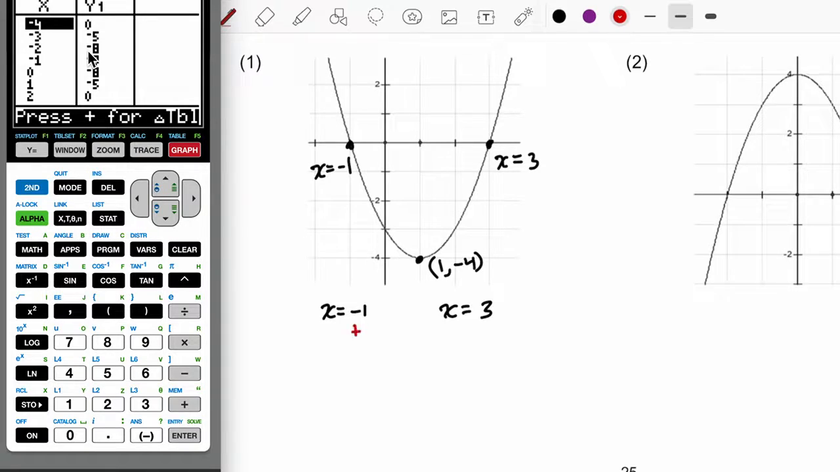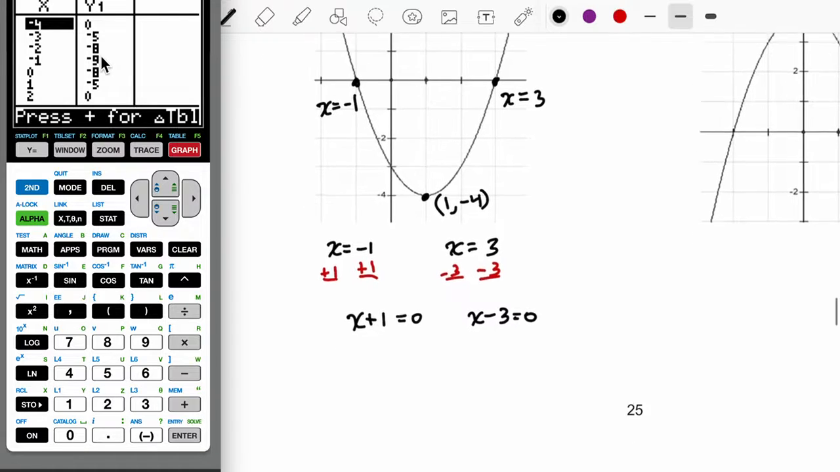So I'm going to add 1 to both sides. Subtract 3 from both sides. x plus 1 equals 0. x minus 3 equals 0. So when solving a quadratic, we apply the zero product property. I want to undo that.